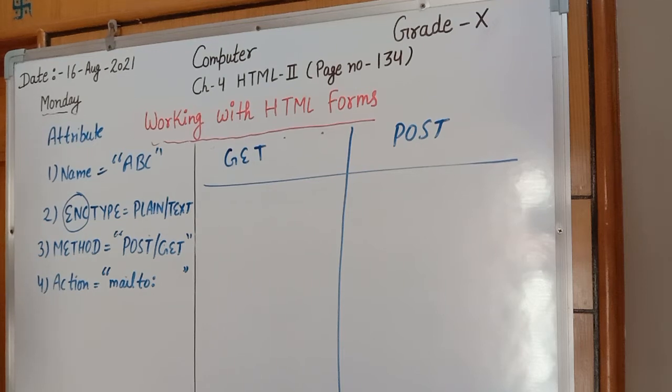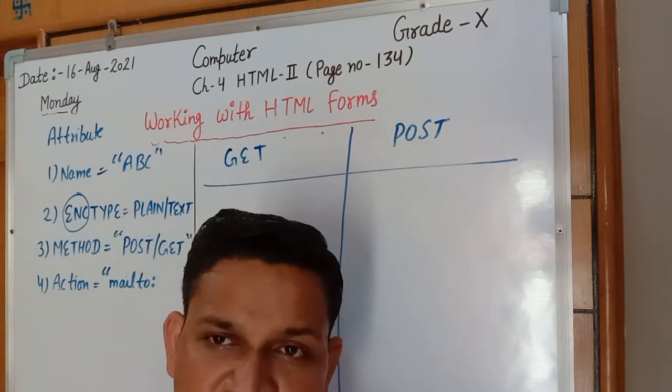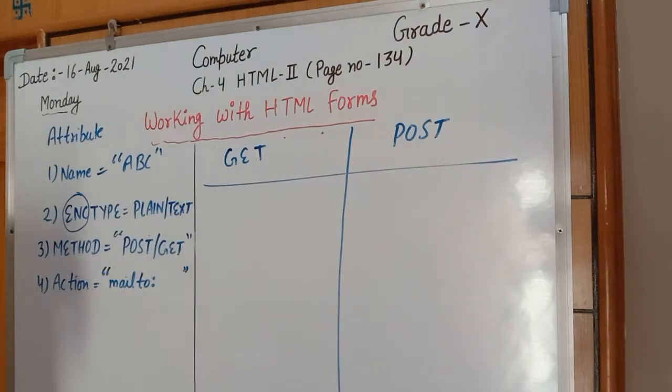GET requests should never be used when dealing with sensitive data. It means if we want to accept any sensitive data, we will not use the GET method, because it is for general data. Sensitive data can be lost in between. And GET requests have a length restriction. GET requests should be used only to retrieve information or data.